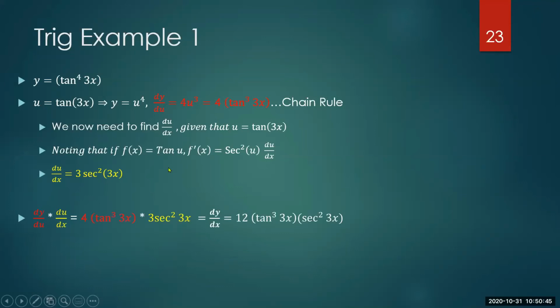So dy/du times du/dx then becomes 4 tan cubed 3x from the first piece multiplied by 3 sec squared 3x, and that becomes 12 tan cubed 3x multiplied by sec squared of 3x.